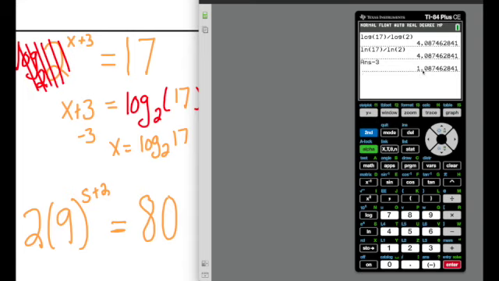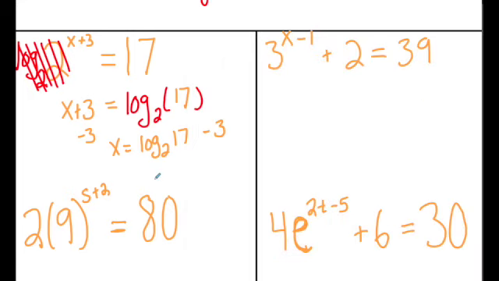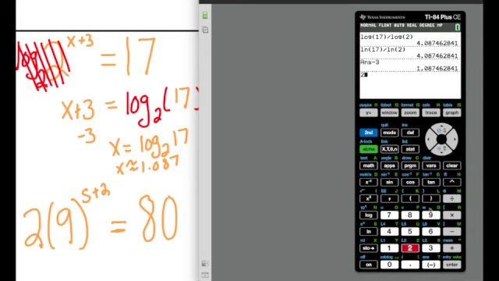So 1.087. So x is approximately 1.087. Now let's check our work. So let's do 2 to the power of 1.087 plus 3. Now, if our answer is right, because we just plugged in for x, what we should get is about 17, and what you get is 16.99. Okay, so that's, to me, very close to 17.